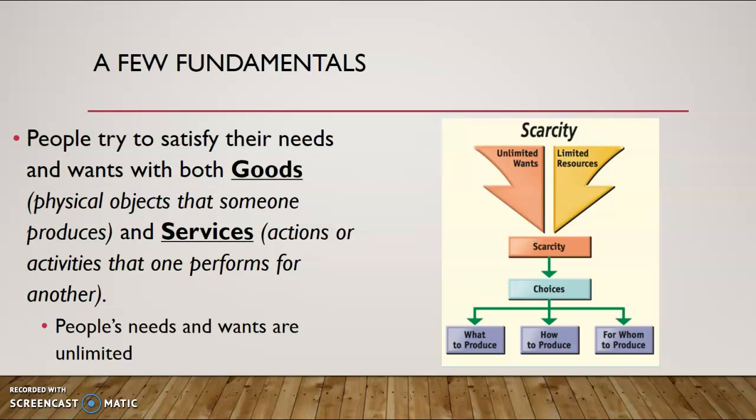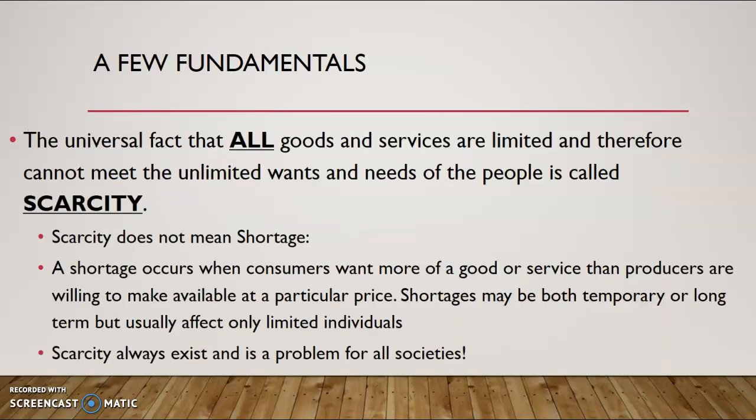Waiting tables, a teacher, a doctor, the services provided by those people, those are services. People's needs and wants, again, are unlimited. People are always wanting more and always seemingly needing more. So, the universal fact that all goods and services are limited. Nothing is unlimited. Well, very few things are unlimited. All goods and services are limited, therefore cannot meet the unlimited wants and needs of the people. That's scarcity. There is simply never enough out there to satisfy the needs and especially the wants of everybody.